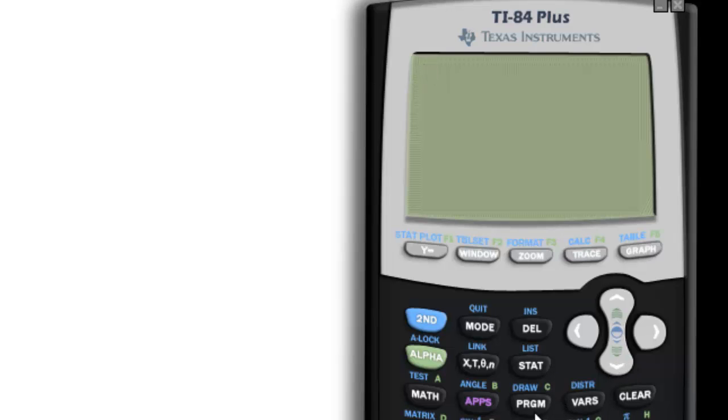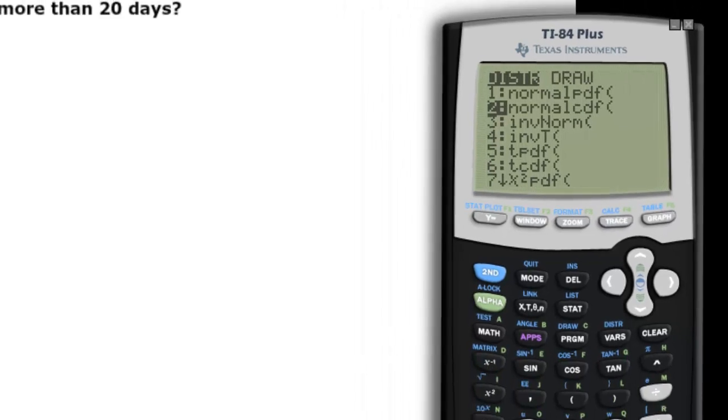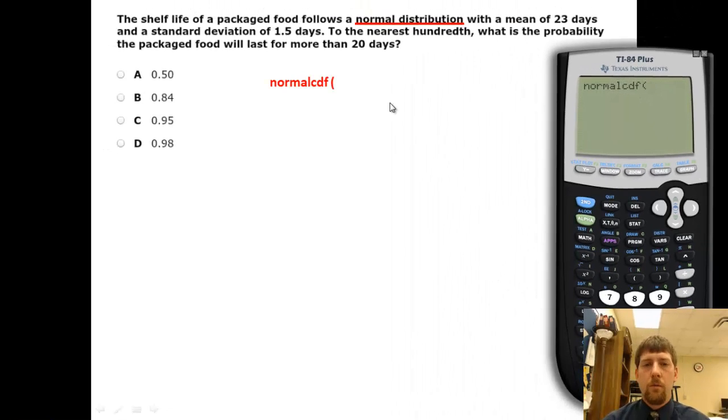Right here above VARS, which stands for variables, we see DISTR. This is distributions. So we're going to hit second, distributions, and first two choices are normal PDF and normal CDF. So here are the normal distributions we want. We always want normal CDF because we're always going to be adding up a group of normal distributions. So always CDF for cumulative distributions. So hit enter. So there's my normal CDF.